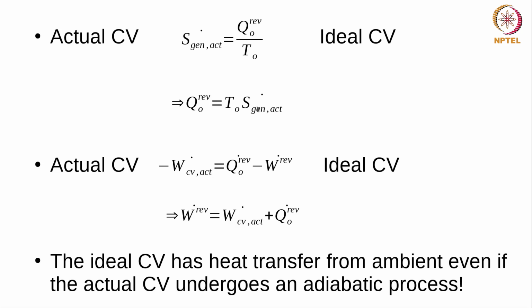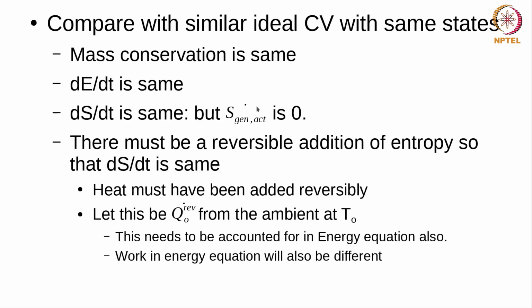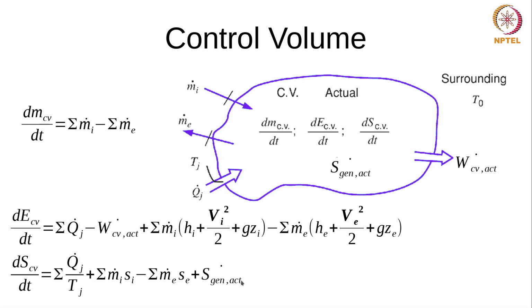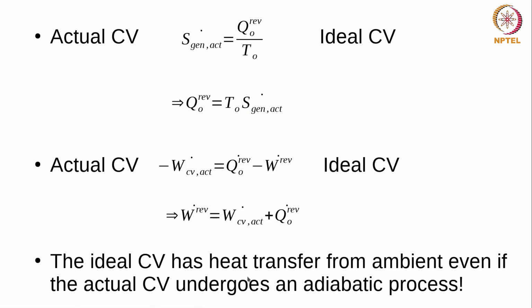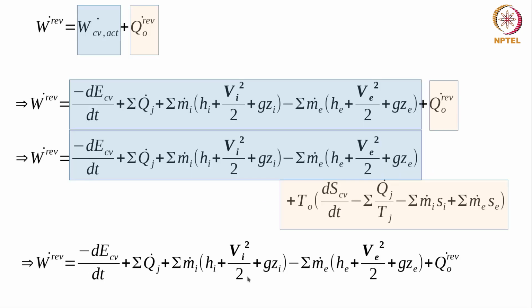And before that, from the entropy equation, we had an expression for the entropy generation, which is essentially ds by dt minus this plus this. So we are going to substitute this expression as well into the equation for reversible work. So over here, in the place of this Q dot reversible, we are going to put T naught into the entropy generation term, which comes out to be ds by dt minus sigma of Q dot j by tj minus m dot i si plus m dot e se sigma of.